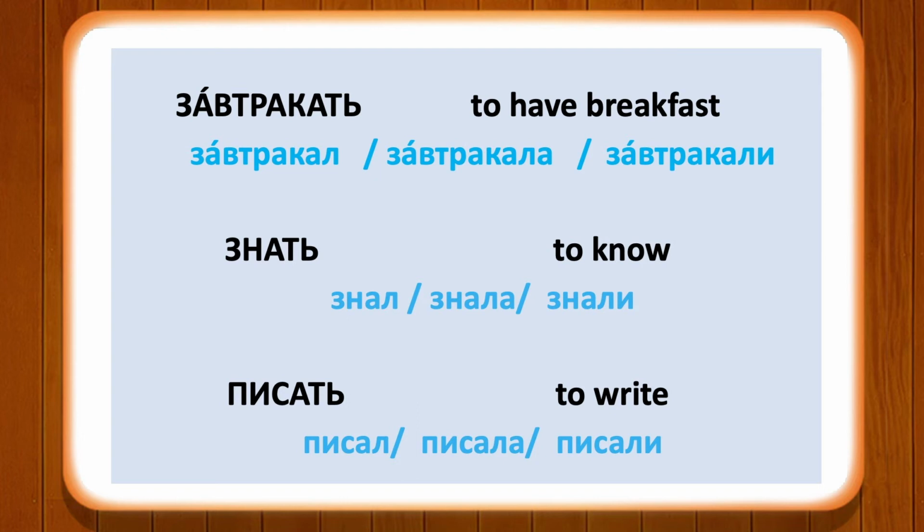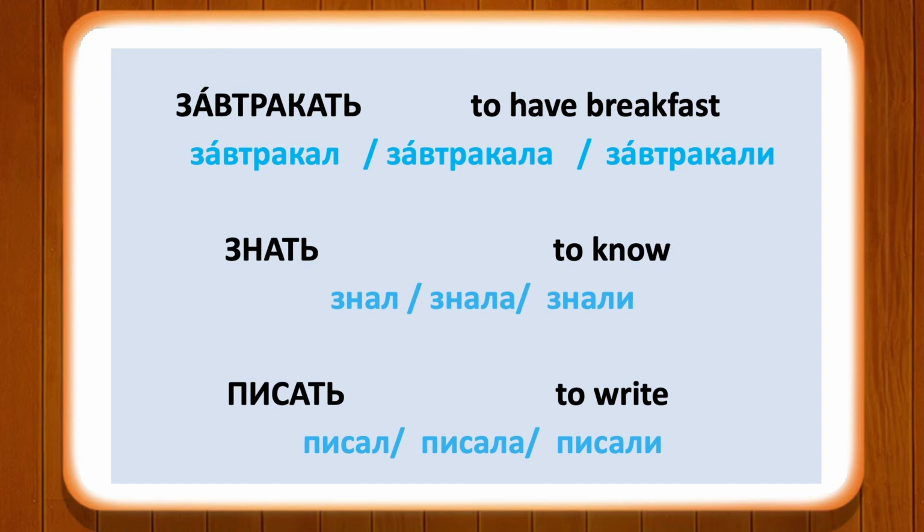Let us conjugate the verb pisaj in the past tense. Pisaj means to write. The past tense form of the verb pisaj would be, for masculine, pisal, for feminine, pisala, for plural, pisali. So ya ti on pisal, ya ti ana pisala, mi, vi ani pisali.